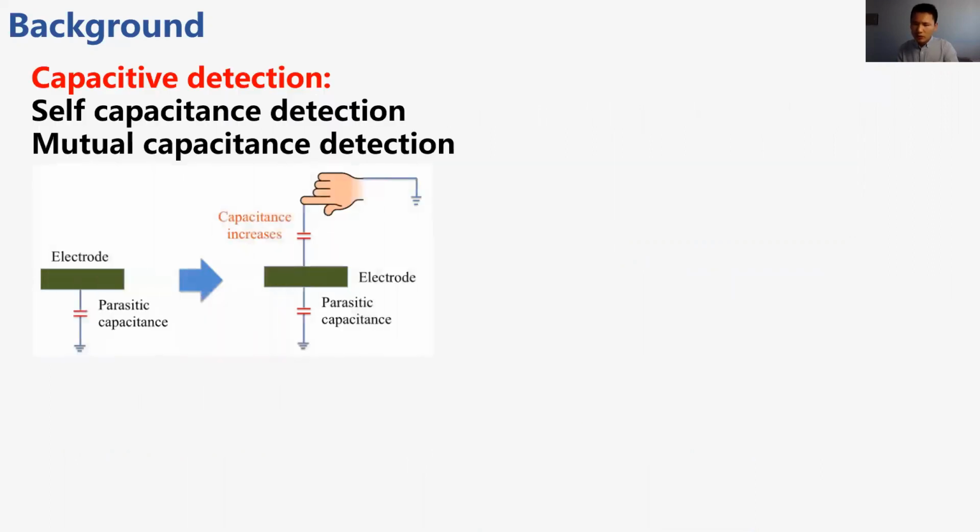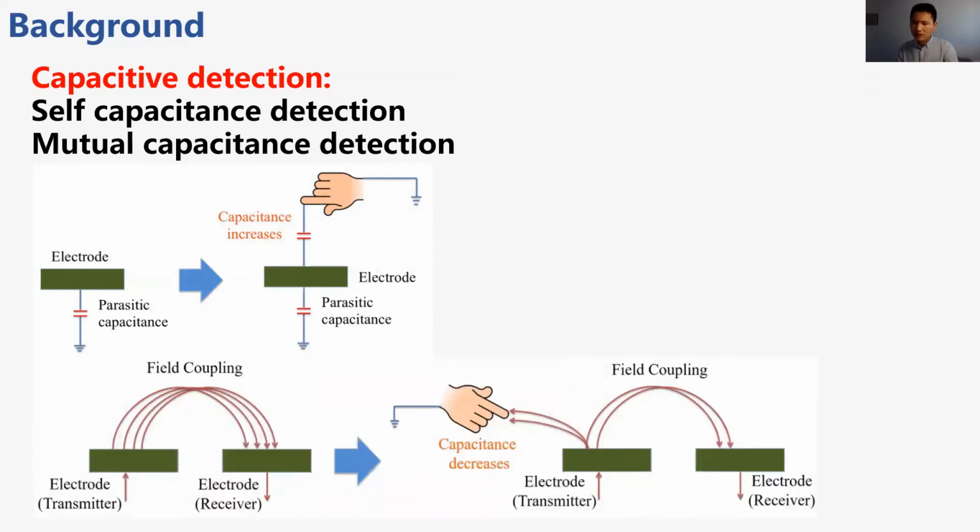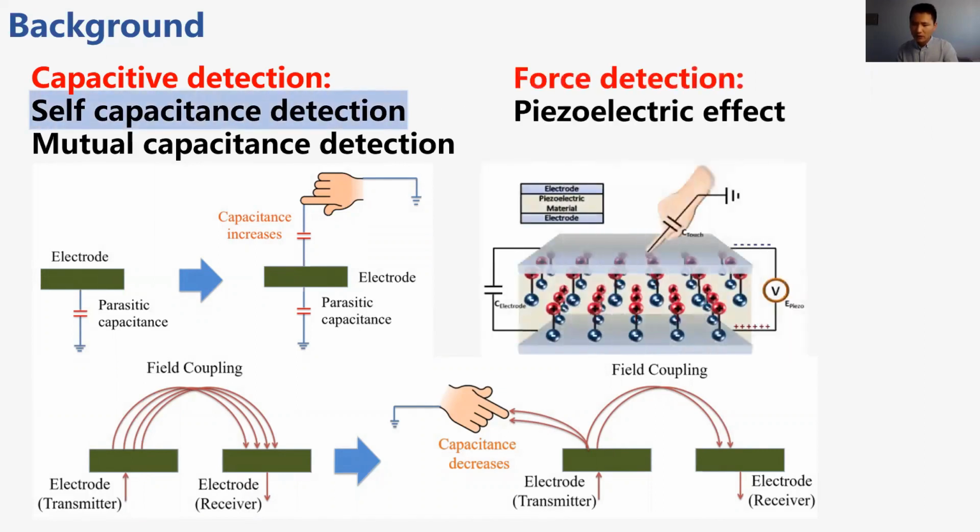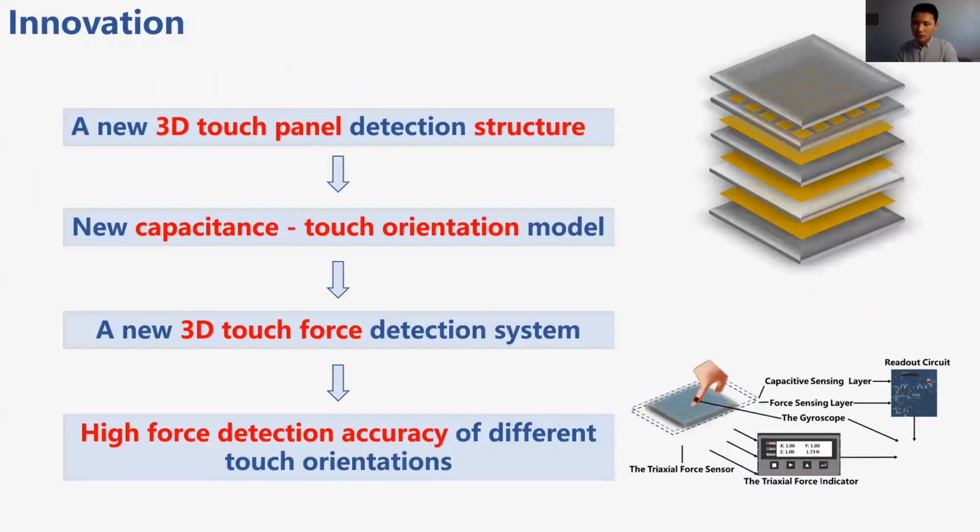Self-capacitance and mutual capacitance detection are two methods of capacitance detection. Here, we use self-capacitance detection and use the piezoelectric effect in force detection. But the piezoelectric effect has a problem that the stability of the force response is not high. That is to say, only perpendicular force components can be detected at different touch angles.